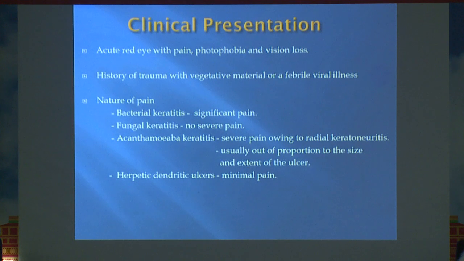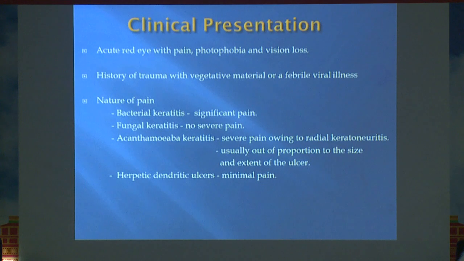So the ulcer usually presents with acute red eye with pain, photophobia, and vision loss. There may be history of trauma with vegetative material or febrile viral keratitis. The nature of pain also indicates the diagnosis of the organism. Like in bacterial keratitis, there is significant pain. In fungal keratitis, there is no severe pain.